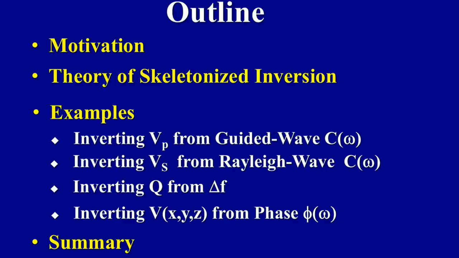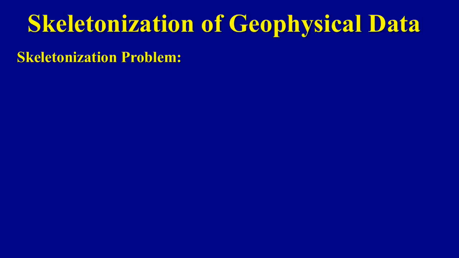So we've already hit the motivation. Let's look at the theory of skeletonized inversion. So here's the skeletonization problem. We'd like to find the Fréchet derivative, that is the variation of the data with respect to the model of interest. In this case, I'll say the model of interest is my velocity, small c, the velocity of the subsurface.